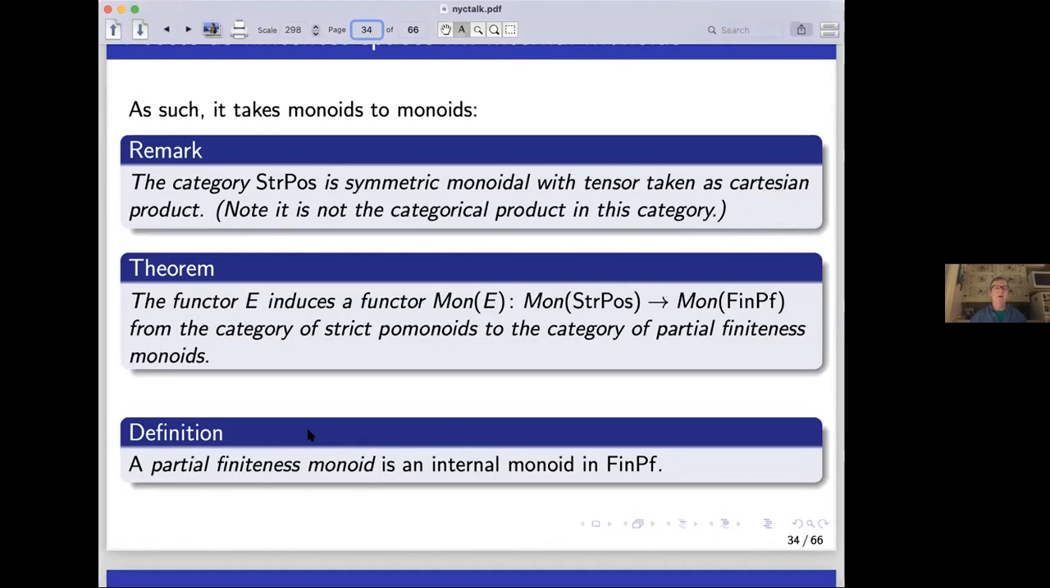And since it's a symmetric monoidal functor, it takes monoids in the first category to monoids in the second category. And so we'll say that a partial finiteness monoid is an internal monoid in the category of finiteness spaces and partial functions.